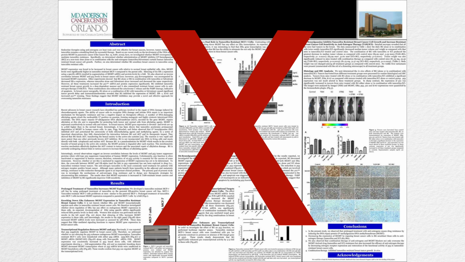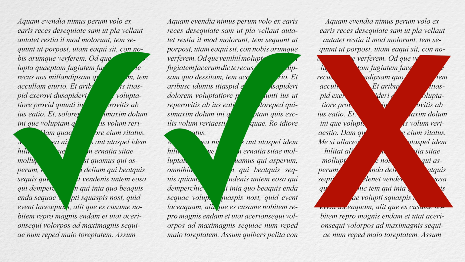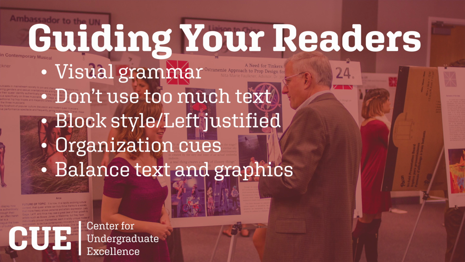You can insert a QR code to allow the reader to view your complete paper or research findings. Also, in general, box-style justified text is visually appealing, but left justified text is acceptable as well. Do not center justify unless for a title. Use organization cues to guide readers through your poster. This can include bullet points, numbers, headlines, and text boxes.